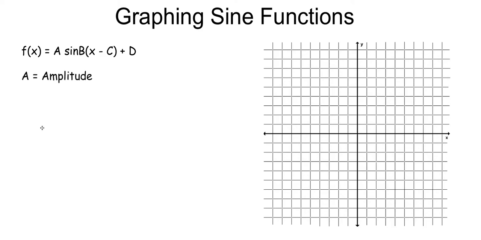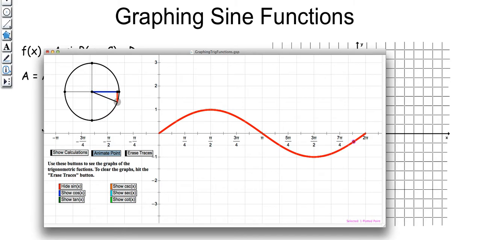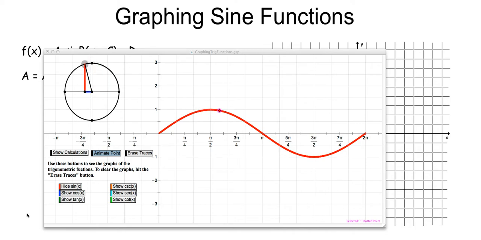So a is always going to be the amplitude. The amplitude in any wave is the distance above or below the center that the wave reaches. If we look back at this function here, the amplitude is simply going to be 1, because from the center it goes up 1 unit or down 1 unit. So a is going to give us the amplitude.